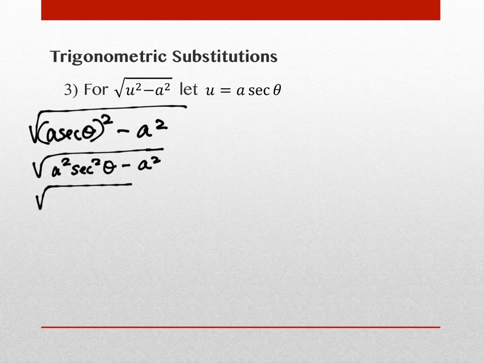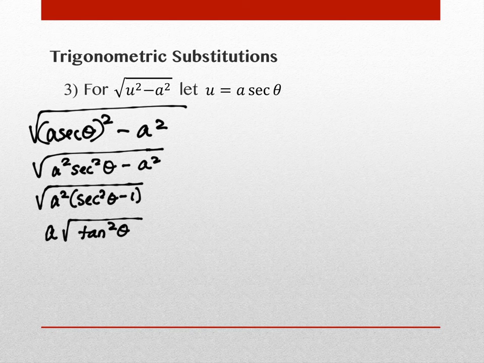And then what do you see? Just like before, what do we do? A squared times secant squared minus 1. Yep, so we're going to factor out the a squared. Square root of a squared is a. We're going to actually come back to that in just a second and talk a little bit more. And what is the secant squared of theta minus 1? Tangent squared. That is tangent squared of theta. And then we are going to take the square root and get tangent of theta.